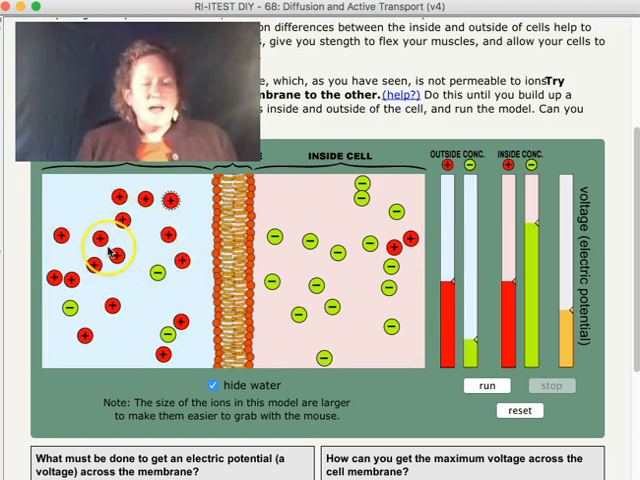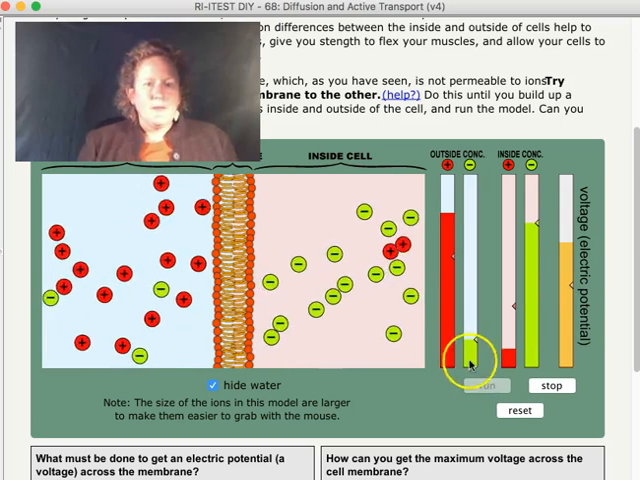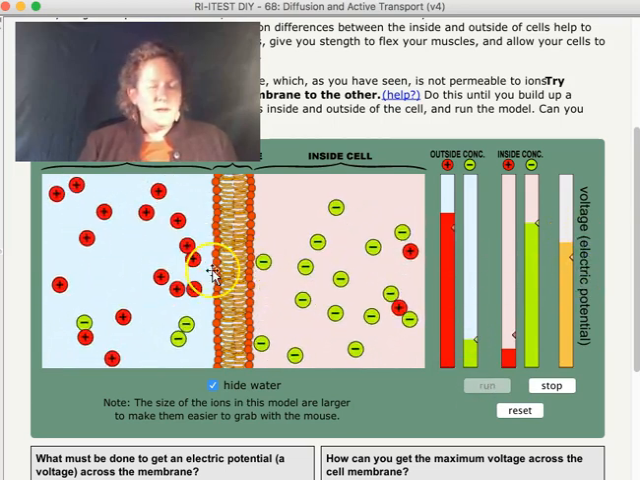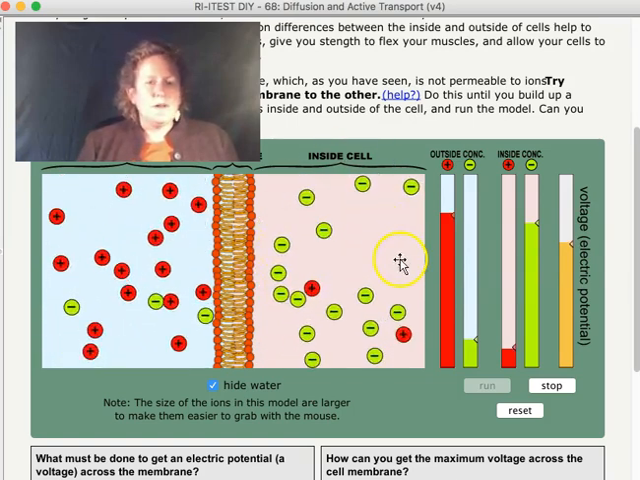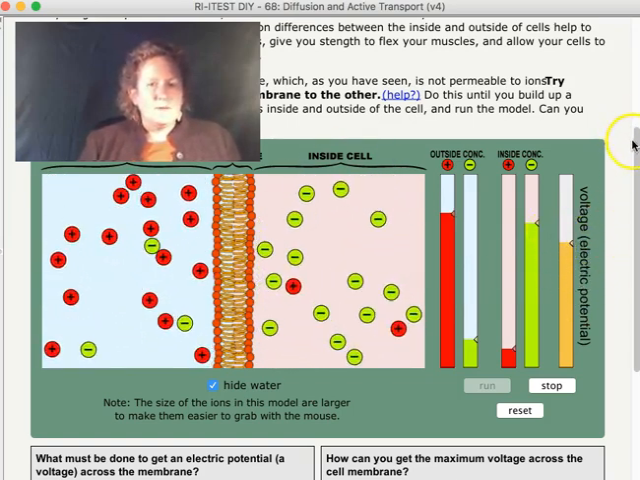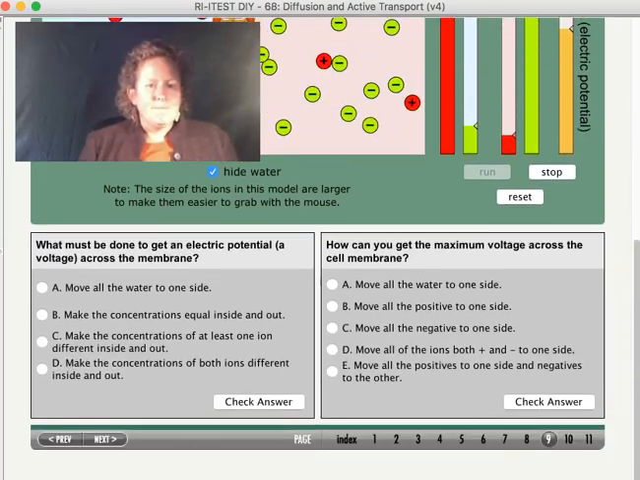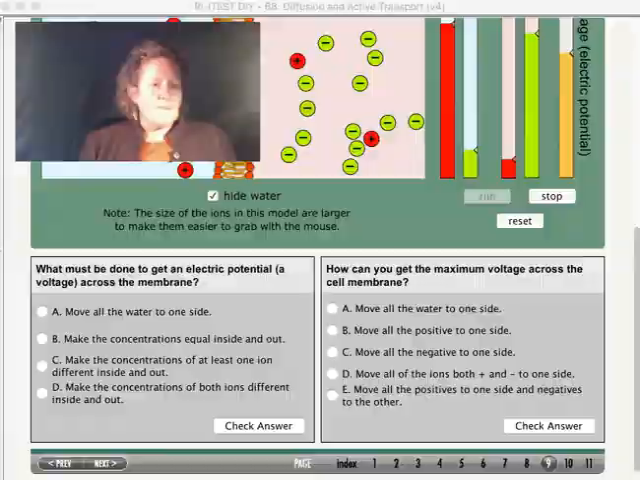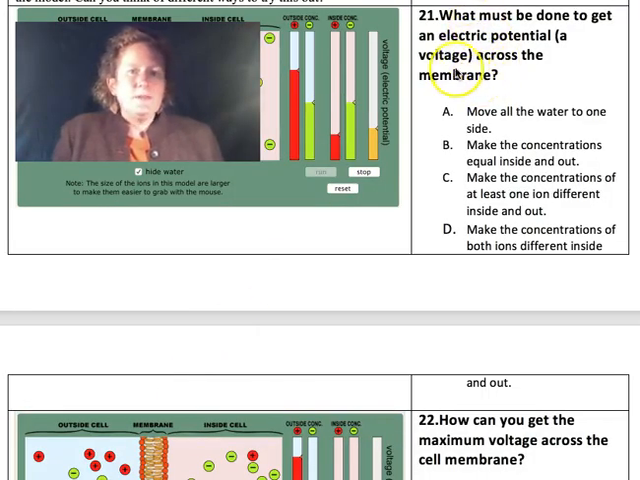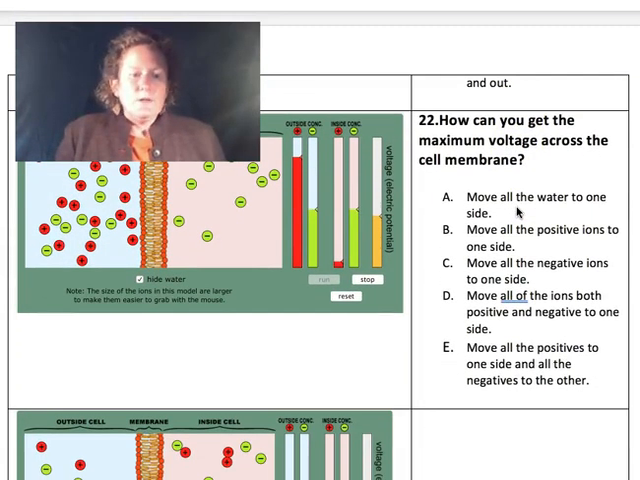So if you have a lot of positive over here and lots of negative over here, you're going to have a big difference. Let's see what happens to the electrical potential. Oh wow, lots more. When we get even more separation, we have almost all positive and almost all negative. We're going to max this out. So now you can answer these two questions. At this point, you should be able to answer question 21 and question 22 on your lab sheet.